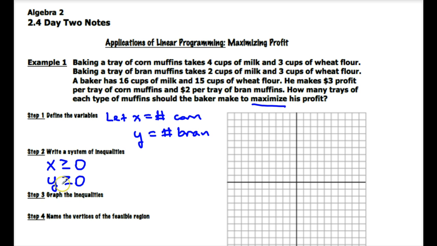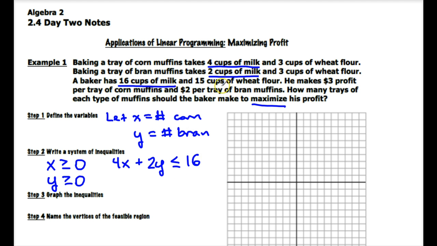Another inequality I'm going to write is one that deals with my constraints on my ingredients. If you look down here in this third sentence, it's telling us that our baker has only 16 cups of milk. So there's a constraint on the number of cups of milk. I'm going to write an inequality that involves the number of cups of milk, and I'm going to get that inequality from both this constraint and how many cups of milk it takes to make one tray of muffins. Up here it tells us it takes 4 cups to make one tray of corn muffins and 2 cups to make one tray of bran muffins. So if we take 4 times the number of trays of corn muffins, that would be 4x, and we add 2 times the number of trays of bran muffins, that would be 2y. Whatever this number is, the total number of cups of milk that we use has to be less than or equal to 16.